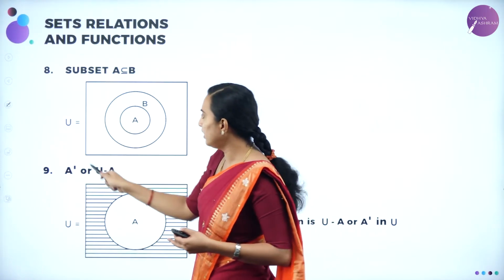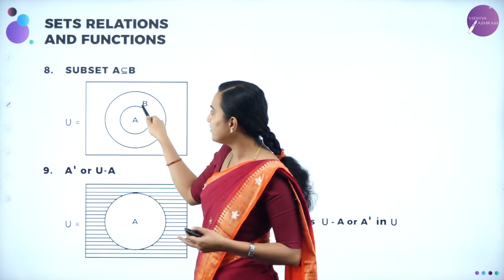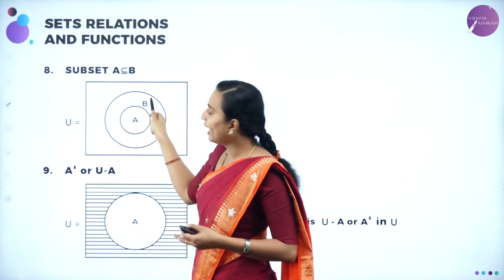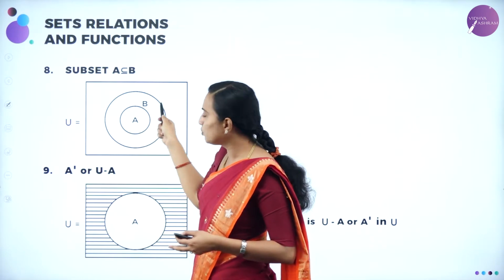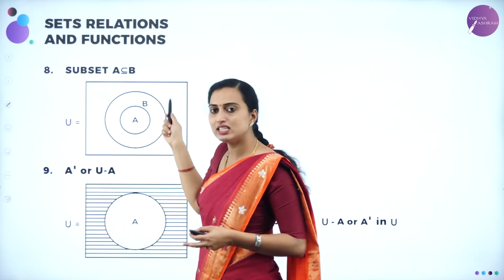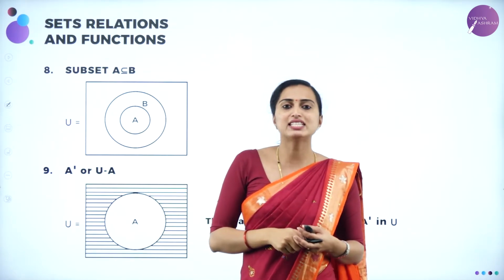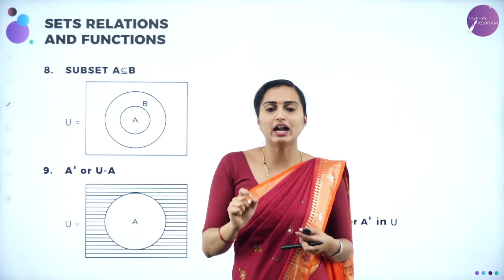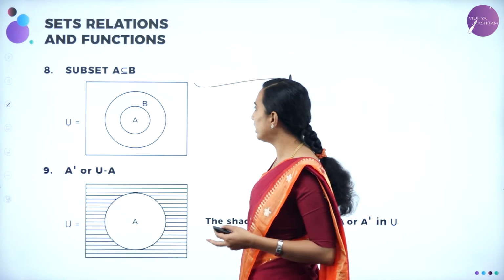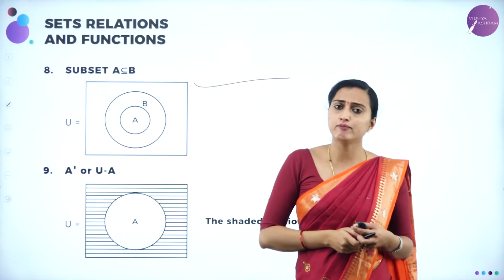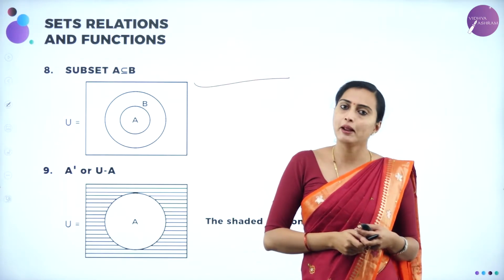So this is the universal set, and then you are going to have set A and then set B. You can observe here, dear students, set A is within B, isn't it? Set A is within B, therefore A is contained in B, therefore A's elements are in B. This is how we are going to write the Venn diagram for A contained in B.